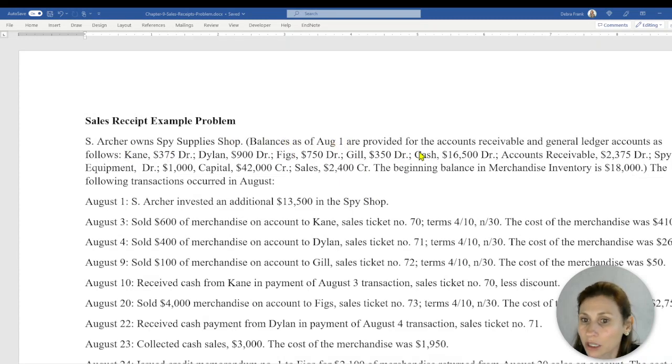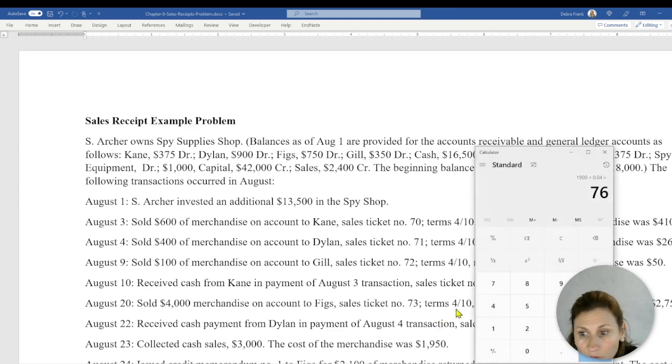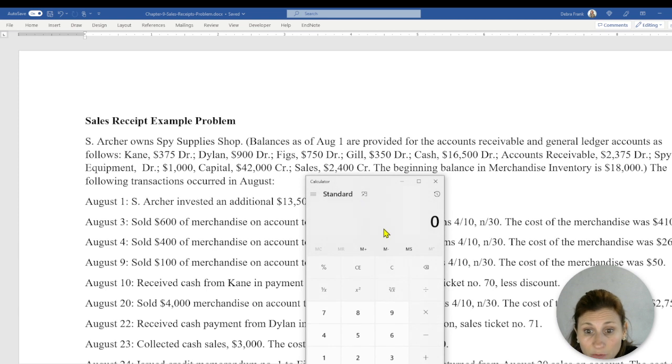I wrote them down on my scrap paper for myself so I don't have to scroll all the time. But this is where those beginning balances are for them. And then you should see that if we added up these four beginning balances, let's do that, that will be the total of our accounts receivable beginning balance. All right, so those all four of them added up. Look at that. Accounts receivable balance, 2,375.